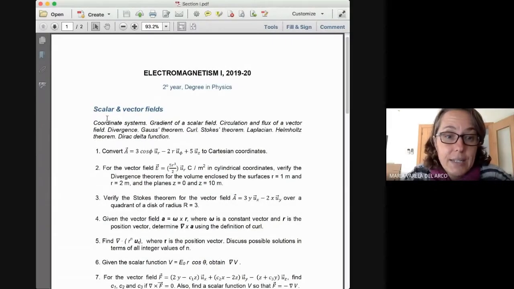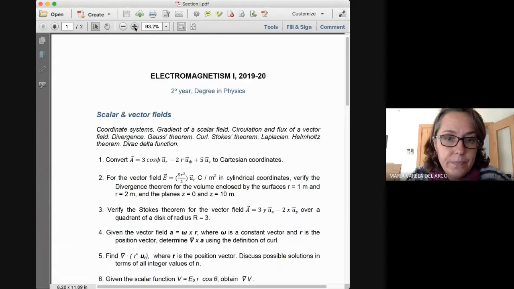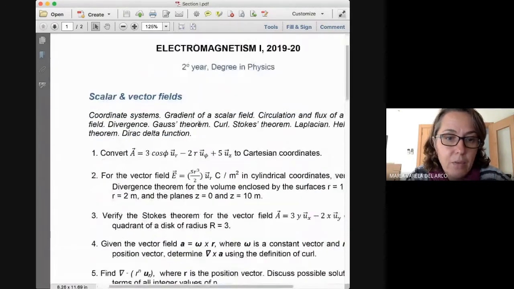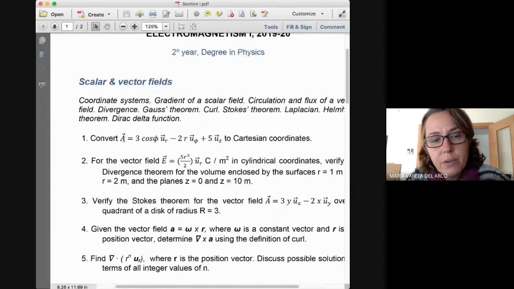So for exercise number one here, it's basically convert a given vector field here, A, to Cartesian coordinates. First of all, you have to identify what coordinate system we are working on. In this case, you have here an angle, phi, and then you have a radial component. So it should be either cylindrical or spherical because those have radial and angular components. And then here again, radial, angle. Oh, it's the same angle.